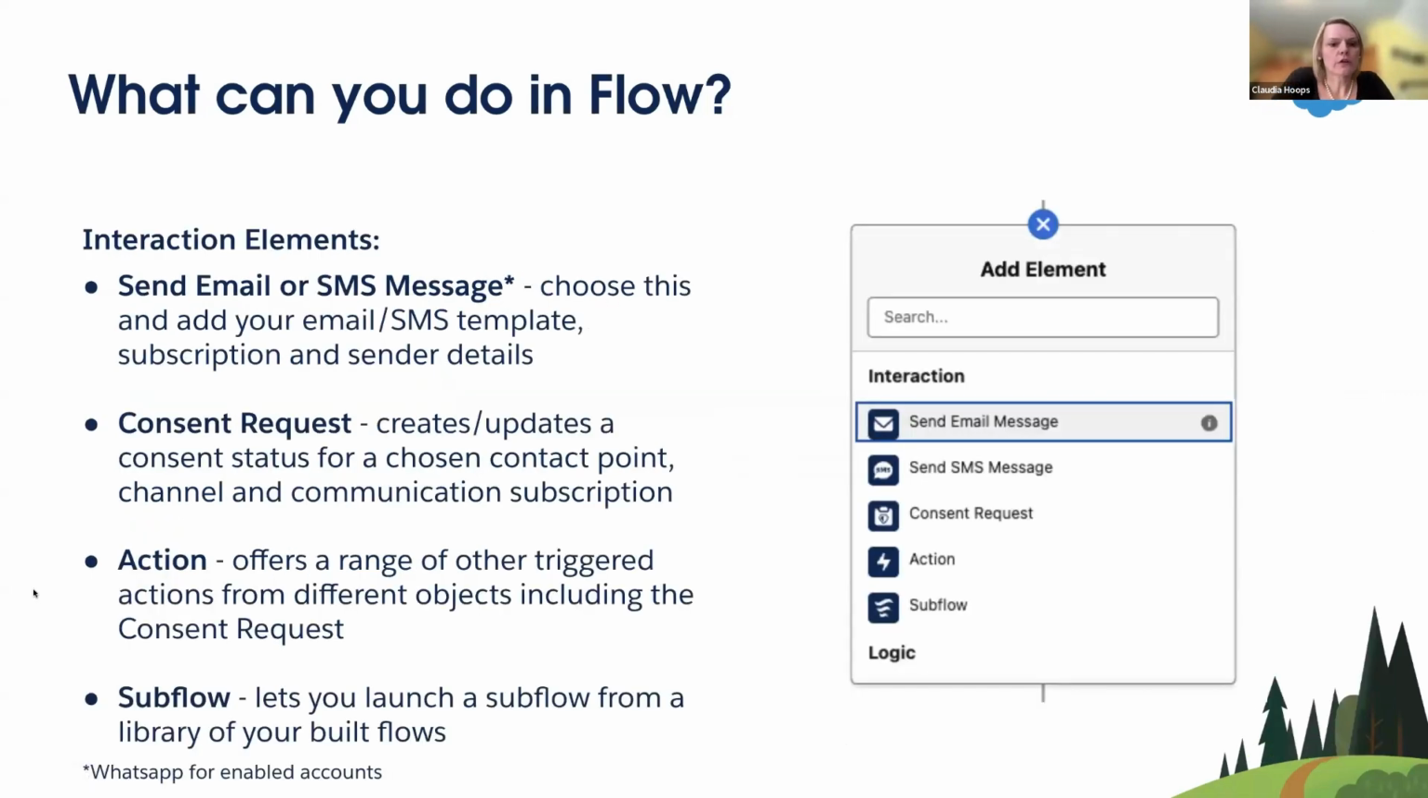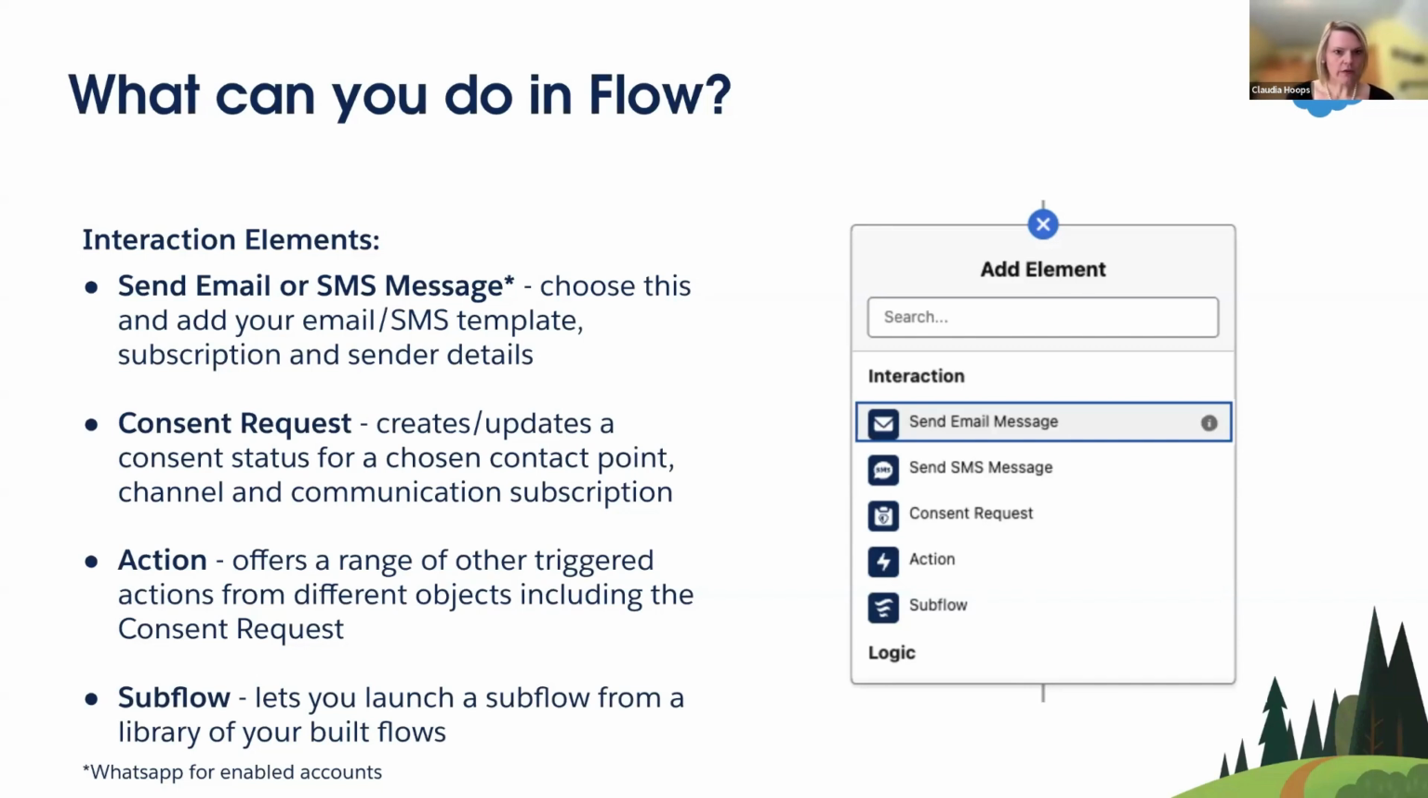So then what can we do in Flow, the interaction elements? We can send an email or a message. These are the blue steps in the flow. Or a WhatsApp message as well, which is essentially enabled when you've bought that in for your account. So you can choose that and then add your email, SMS or WhatsApp template into it. We can create consent requests, which create or update a consent status for a chosen contact point, meaning the channel and communication subscription.